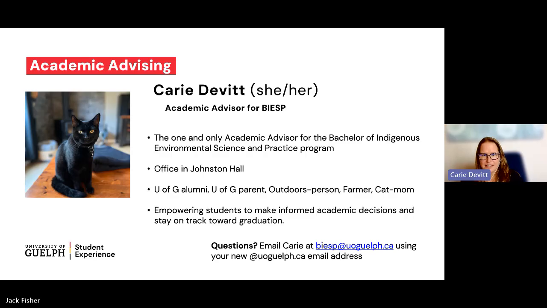If you want to send me an email, you can contact me at bisp@uofguelph.ca. You can just address it, hi, Carrie. I'm very informal that way with answering student emails. So please, you can use my first name, no problem there, but please use your @uoguelph.ca email address. So you should have that by now. And the expectation at the university is that you use that new email address for every university communication.